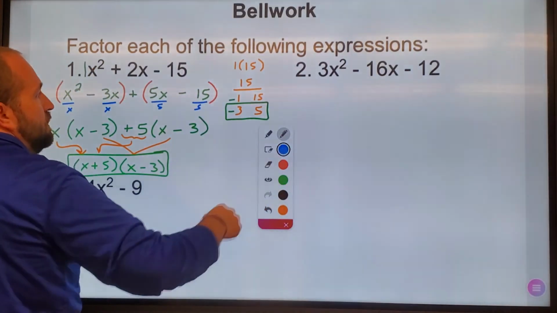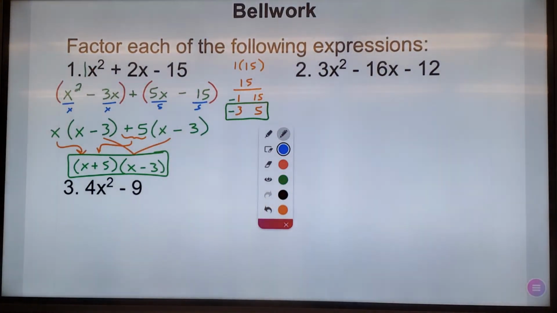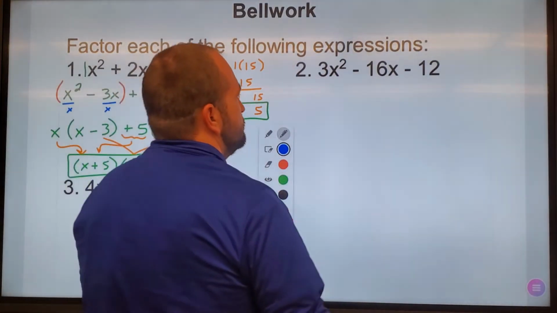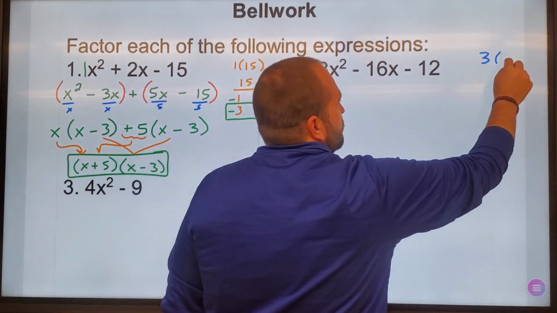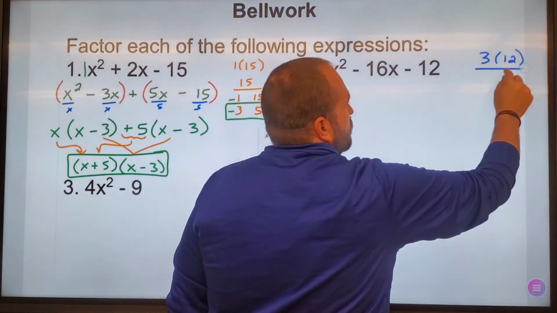Next one here: 3x squared minus 16x minus 12. Again, we don't have any number that I can divide 3, 16, and 12 by nicely. So we'll just go straight to A times C. So 3x squared, or just the 3, times the 12, which is 36.